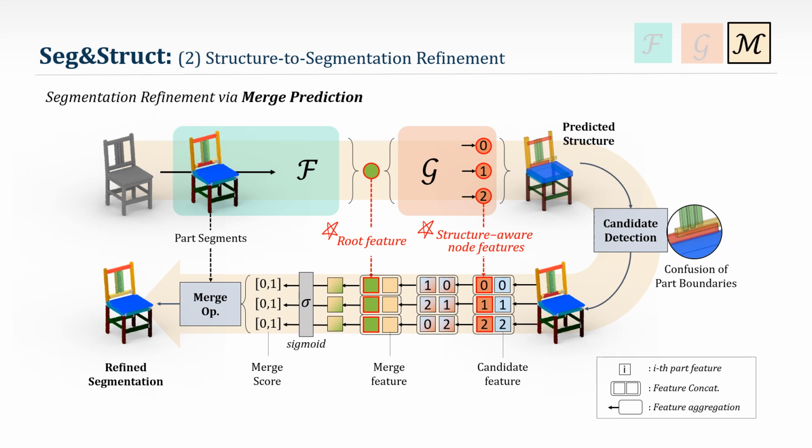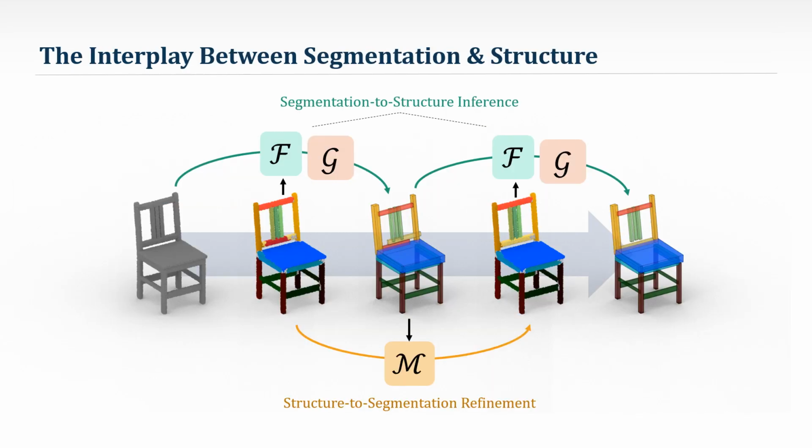Finally, we calculate merge scores for each candidate pair and process the merge operation for the case with a high score. By exploiting both supervisions, our framework utilizes a synergy between segmentation and structure through the interplay between them. Moreover, this interplay between two tasks further improves the quality of each task again, while making a loop.